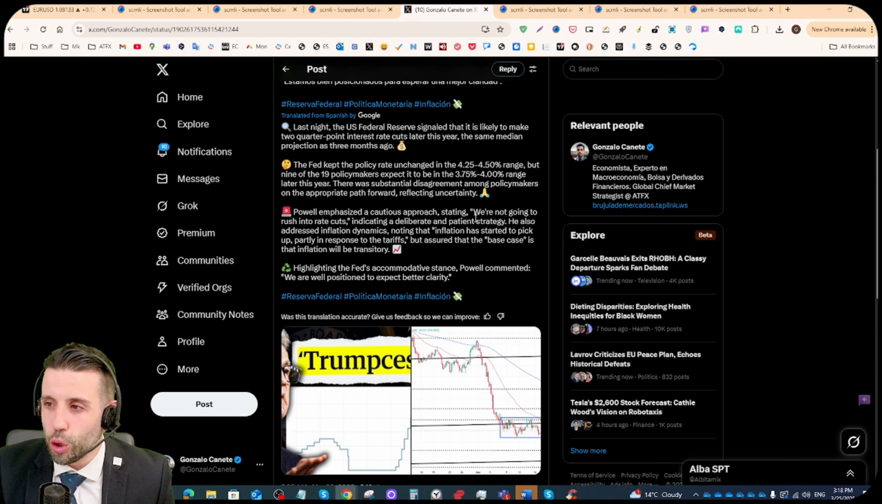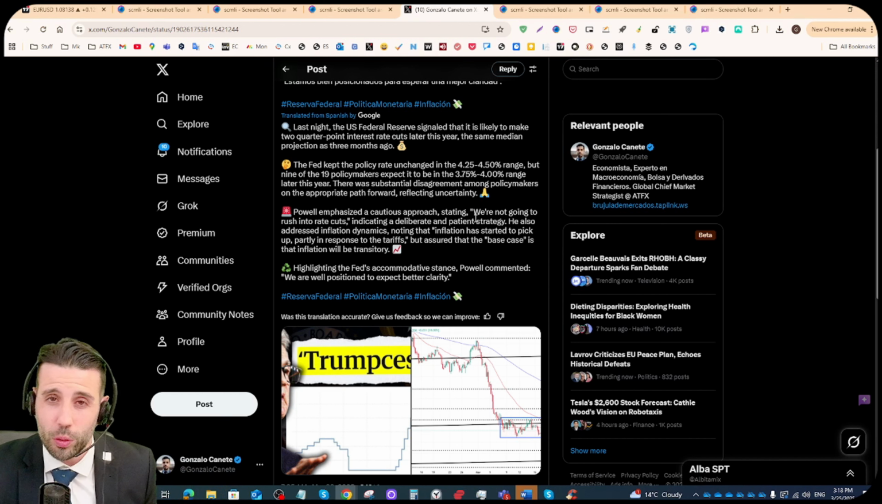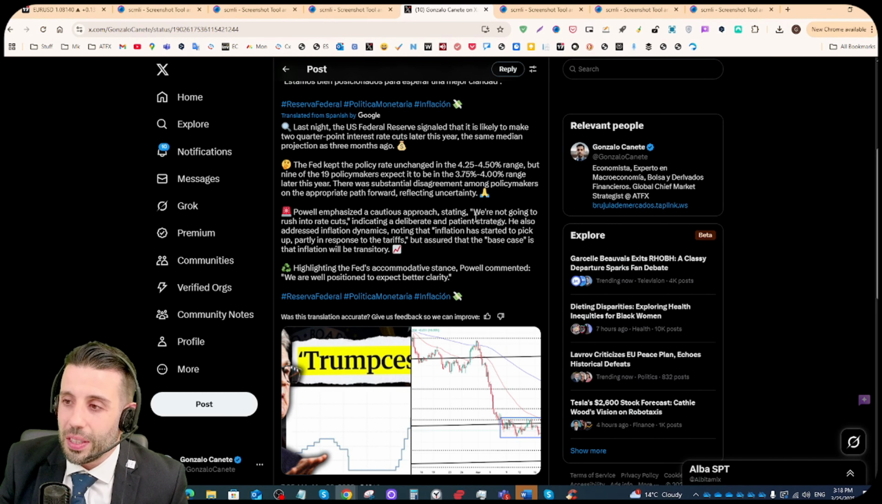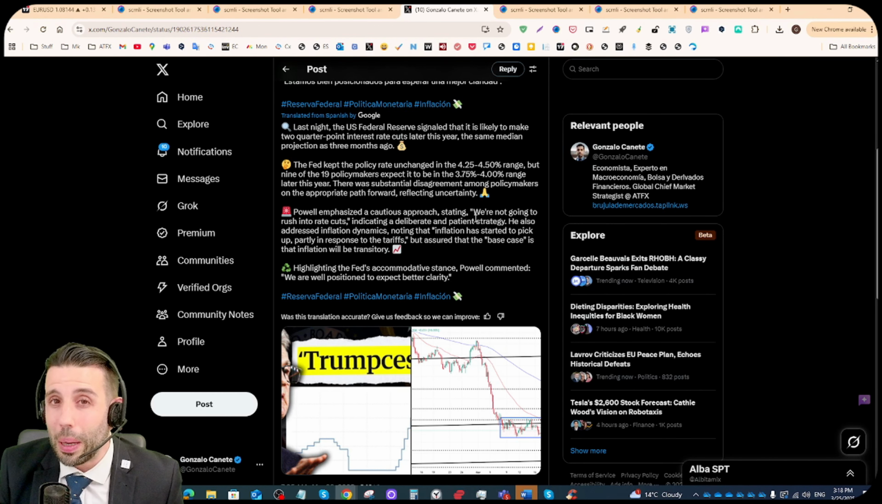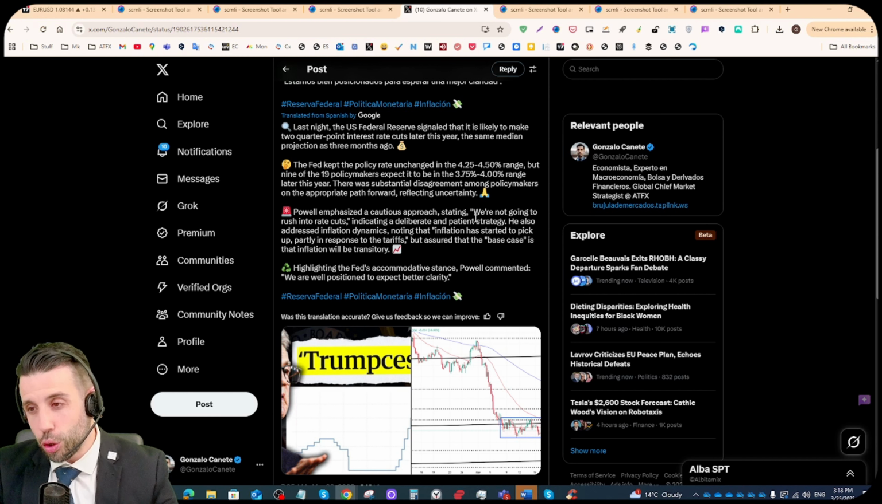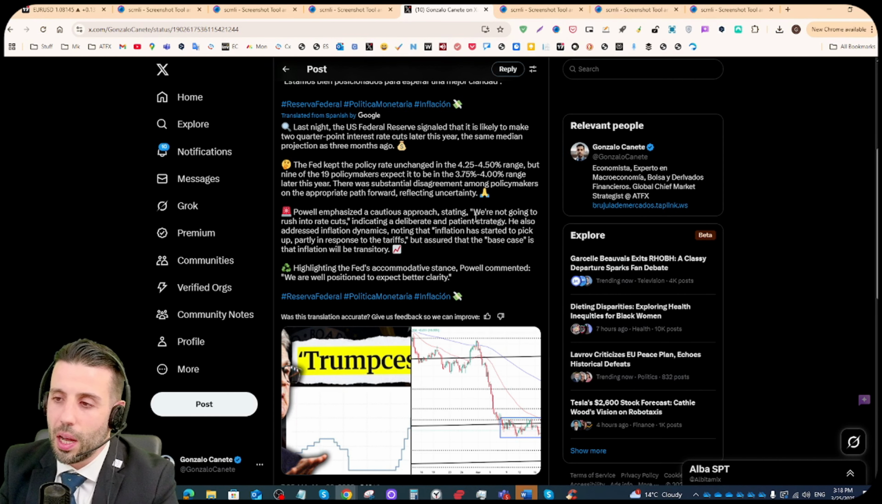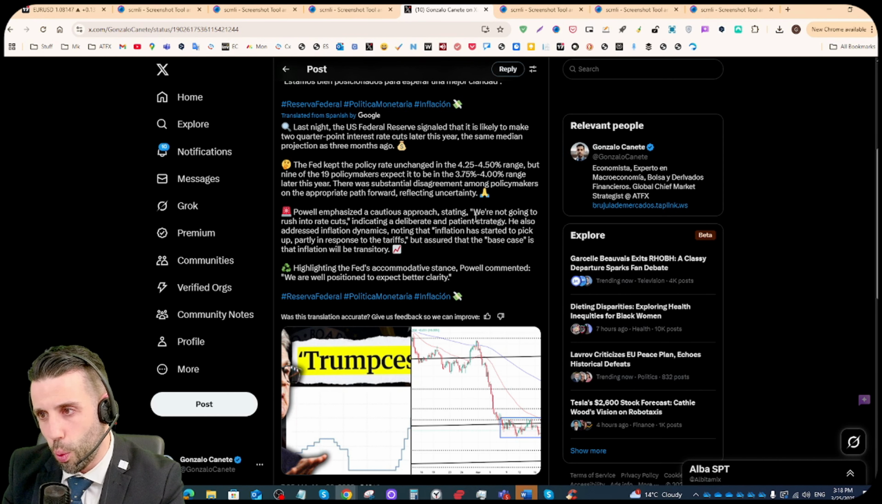There was substantial disagreement among policymakers on the appropriate path forward, reflecting uncertainty. And this is the debate I was suggesting in our previous data, the ones we just shared with you. So if the numbers are not there, they cannot openly say they're going to cut the interest rates. Not only that, take a look at what the President of the Federal Reserve, Jerome Powell, said. He emphasized a cautious approach, stating we are not going to rush into rate cuts, indicating a deliberate and patient strategy.